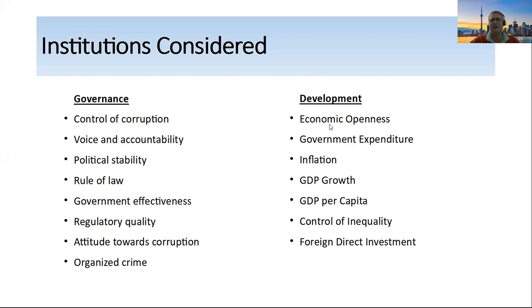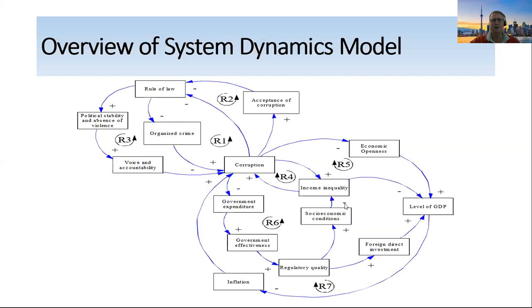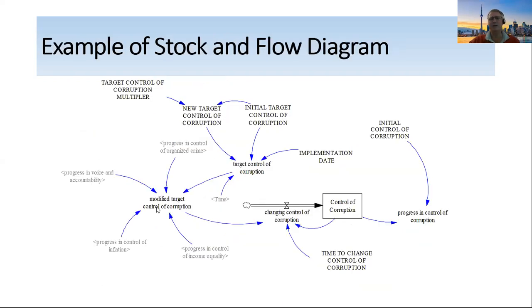On development, we looked at economic openness, government expenditure, inflation, GDP growth, GDP per capita, control of inequality, and foreign direct investment. Aman Ullah developed this structural diagram showing the connections between the institutions. We can see here in the upper left-hand corner, we have the governance institutions, and down here in the lower right-hand corner, these are mostly the economic institutions. You can see that they're connected to corruption in the middle, either directly or indirectly.